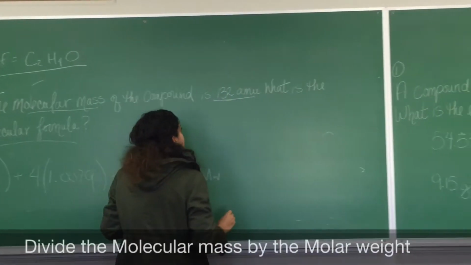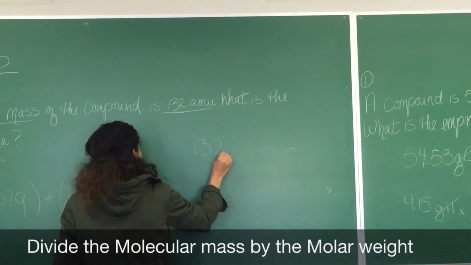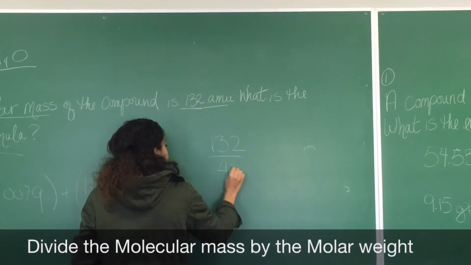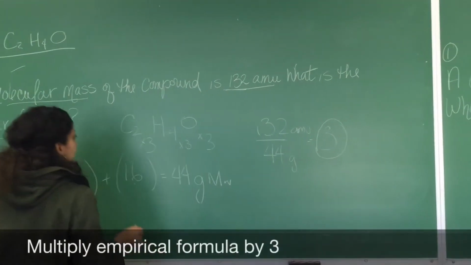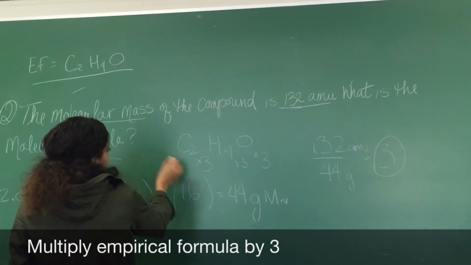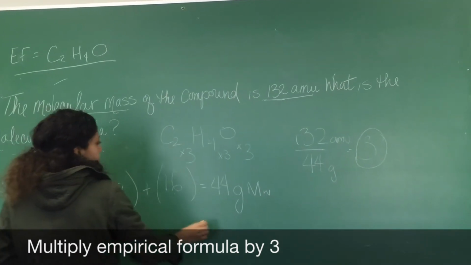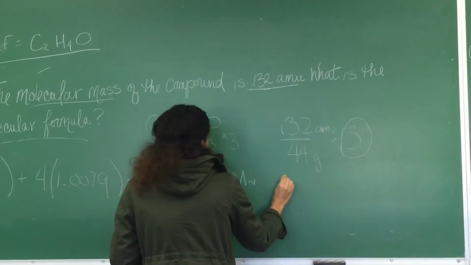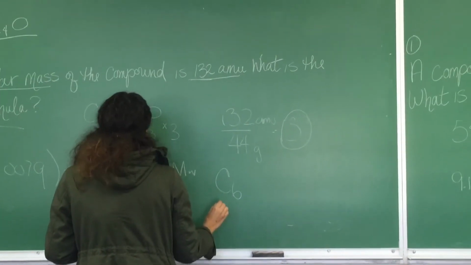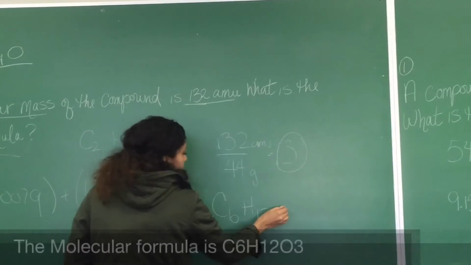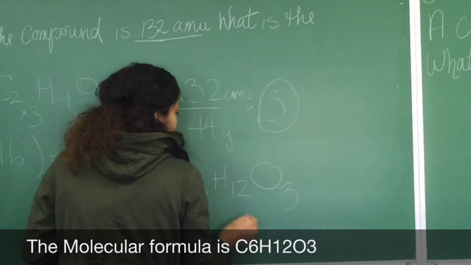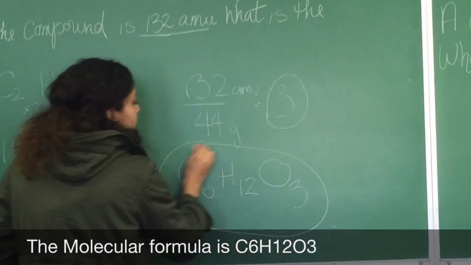Now we have to divide 132 by 44, which gives you 3. You take this number and you multiply each atom in the empirical formula to get your molecular formula. So now we have 6 carbons, 12 hydrogens, and 3 oxygens. And this would be your molecular formula.